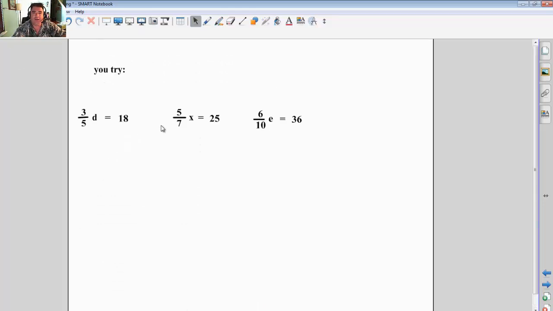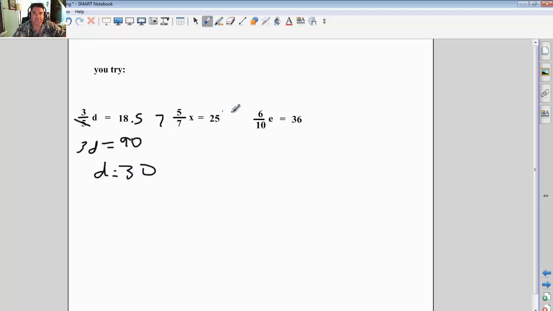Go ahead and give them a try at this time. Pause me. Let's see how you did. I'm going to times 5 to both sides, so 18 times 5 is 90, which gets rid of this, which gives me 3d. Divide by 3 to both sides, I get d equals 30.